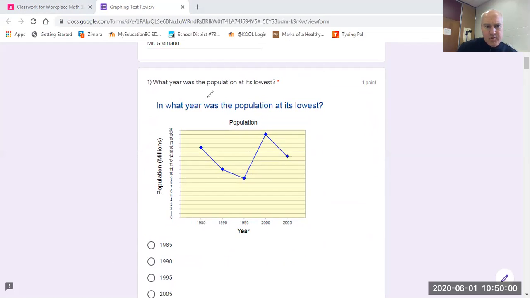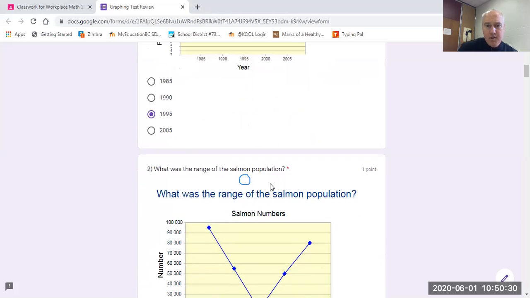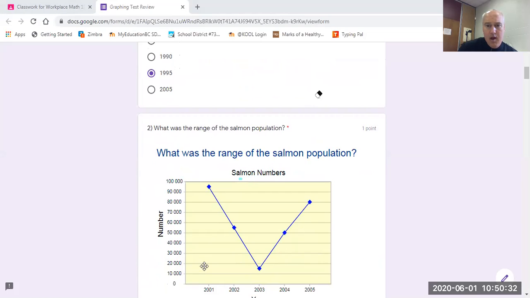So the very first question says here, what year was the population at its lowest? So basically what we have on the vertical axis, the y-axis, is population, and on the x-axis we have the years. And the year in which the population is the lowest is right here. So that is 1995. And that is why we would want to click on here, and that answer would be 1995. So hopefully that makes sense. So let me just erase this off here, and let's take a look at the second question.